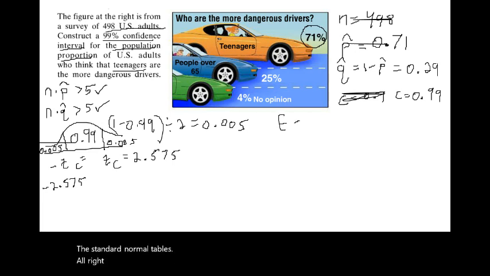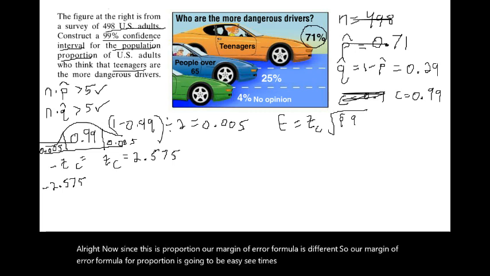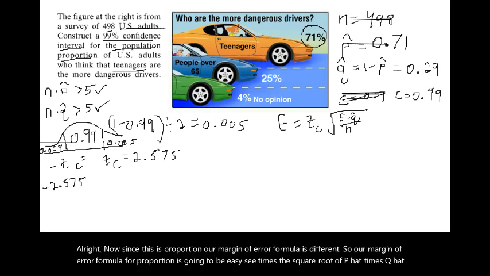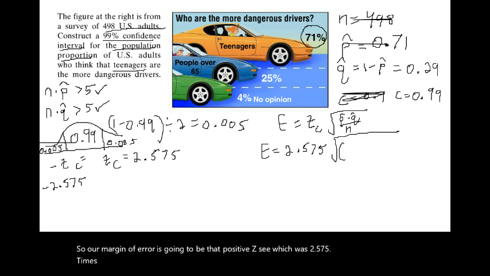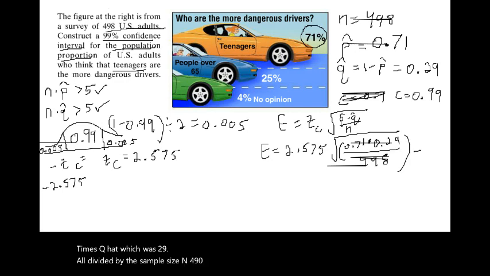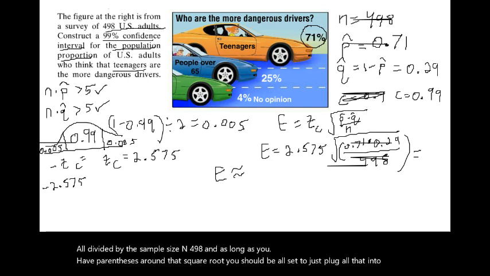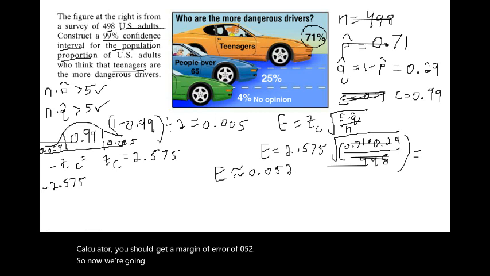All right, now since this is a proportion, our margin of error formula is different. The margin of error formula for a proportion is z_c times the square root of p hat times q hat all over n. So our margin of error is that positive z_c, 2.575, times the square root of parentheses p hat, 0.71, times q hat, 0.29, all divided by the sample size n, 498. As long as you have parentheses around that square root, you should be all set to plug all of that into a calculator. You should get a margin of error of 0.052.